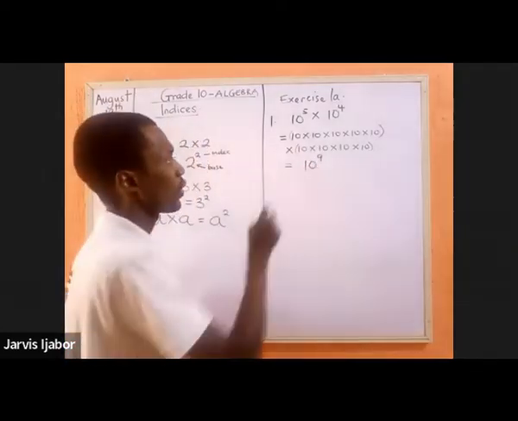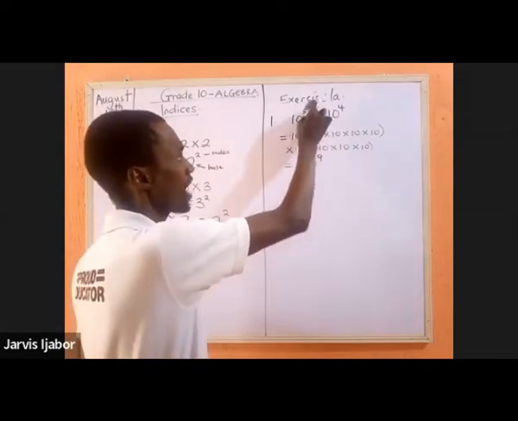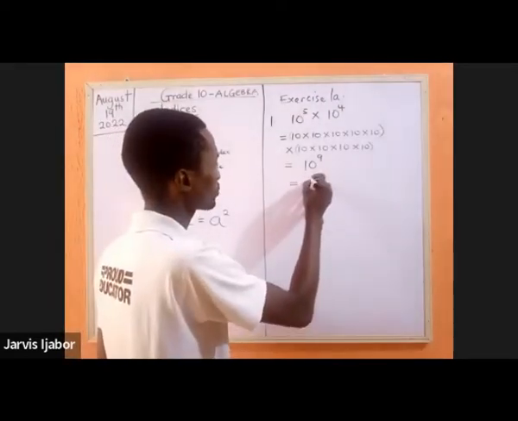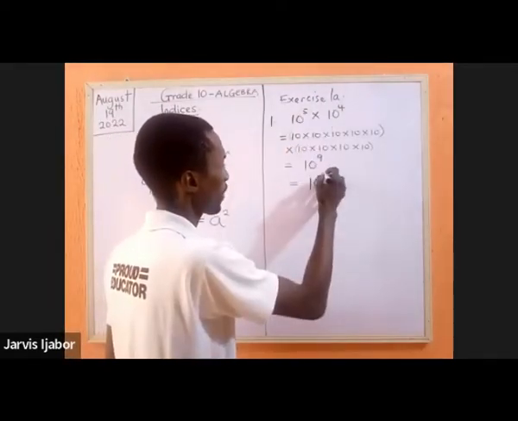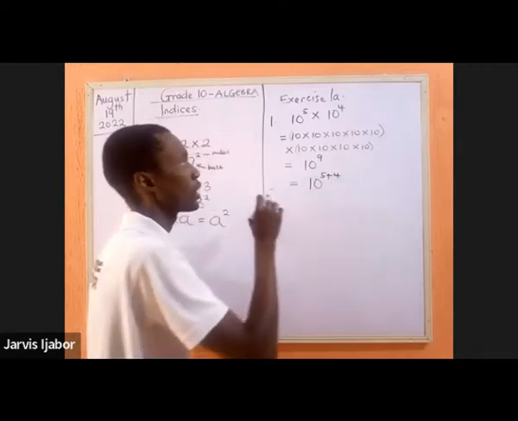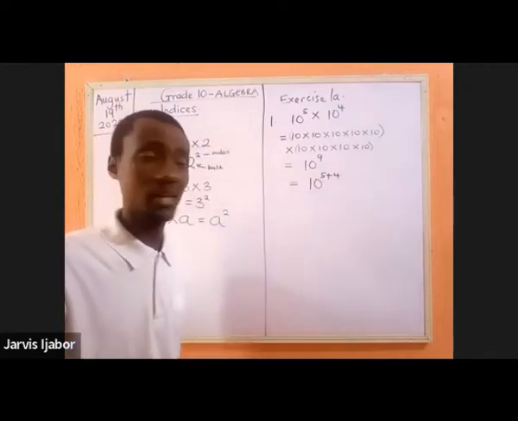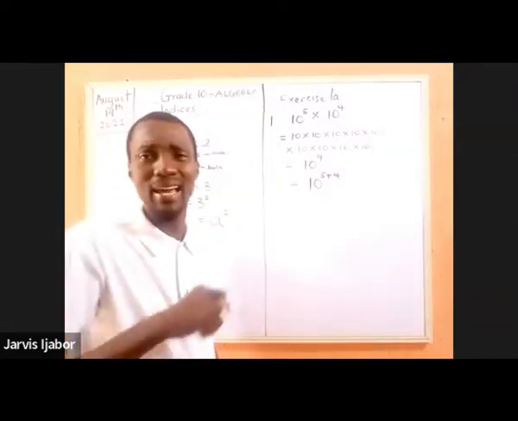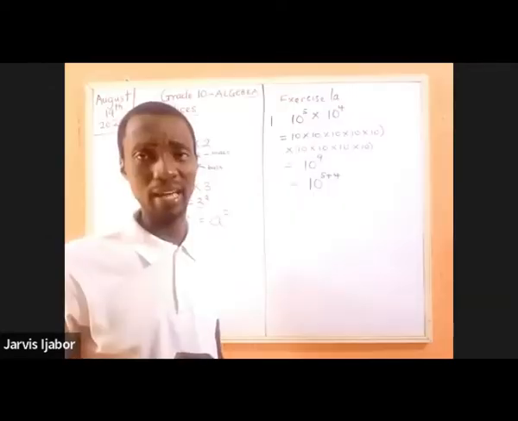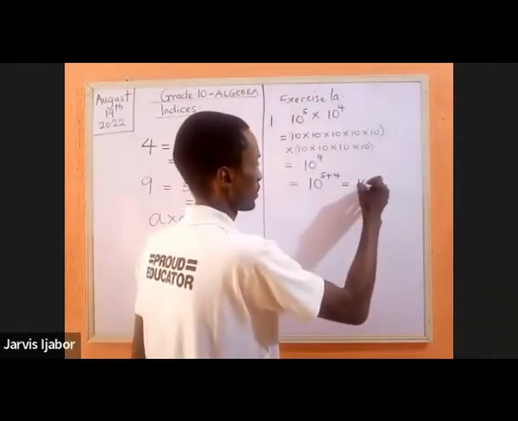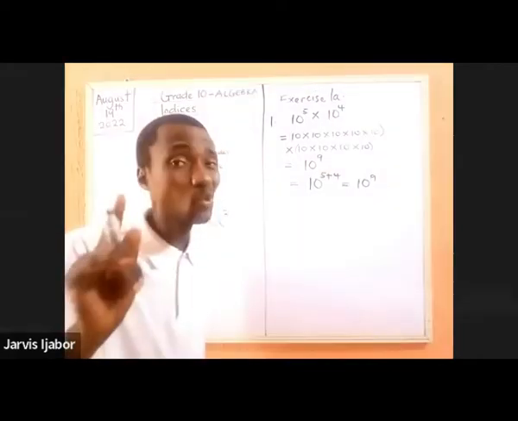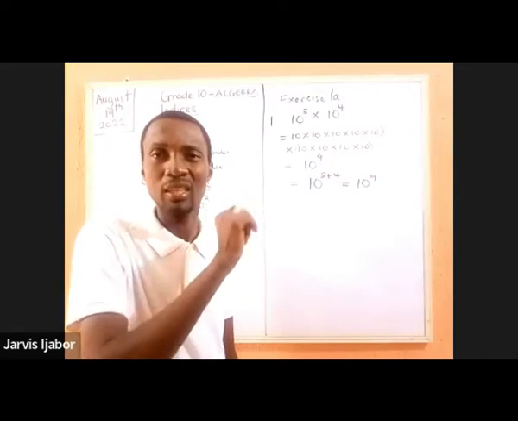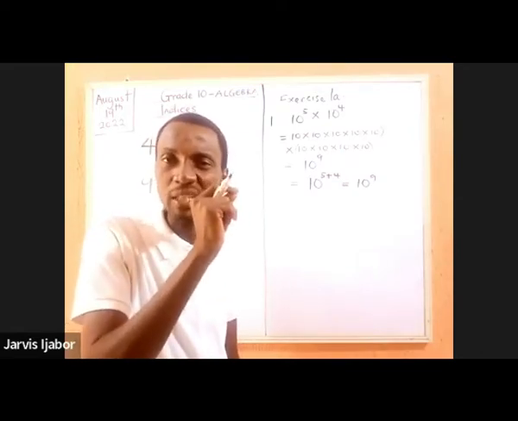You discover that 5 plus 4 gave me 9. So invariably, what I had done was to say 10 to the power of 5 plus what? 4. So the conclusion we can quickly draw from there is that when I multiply numbers, essentially I am adding their index or their indices. And that gives me 10 to the power of 9. It is important to note at this point that when we deal with indices, the base must be the same.